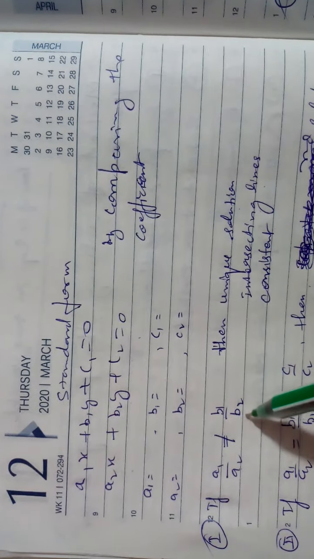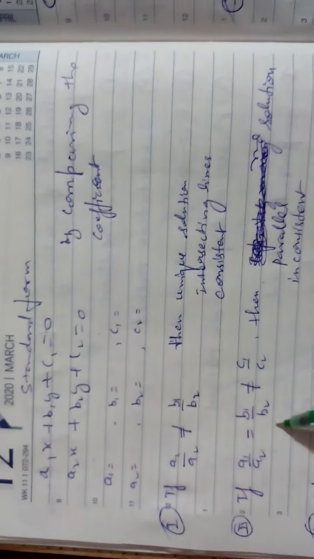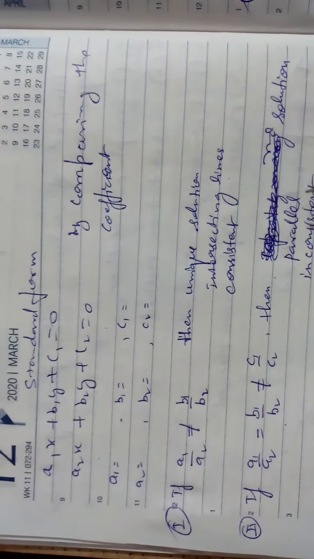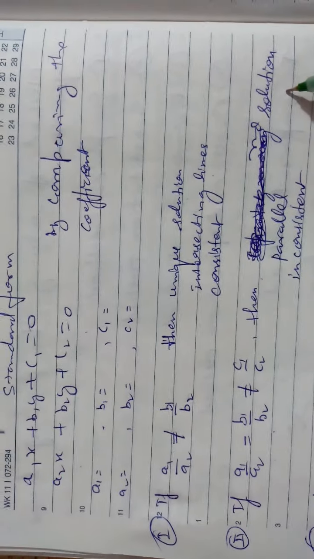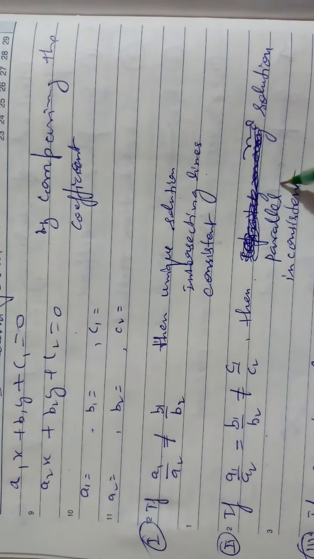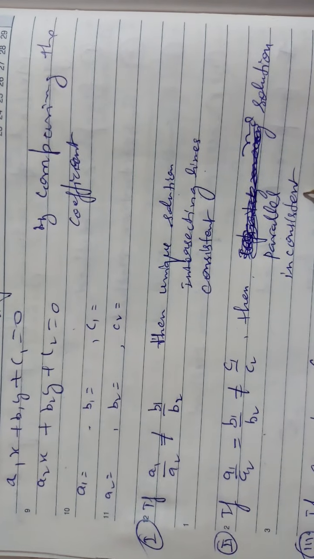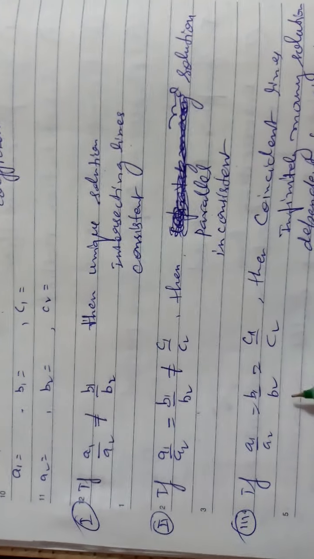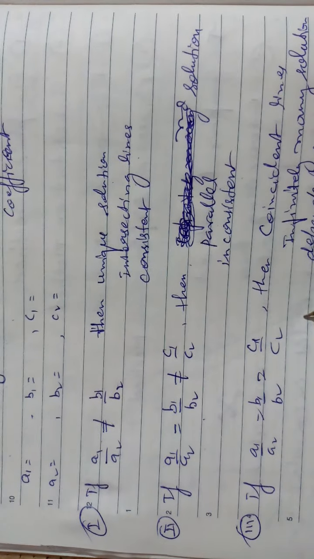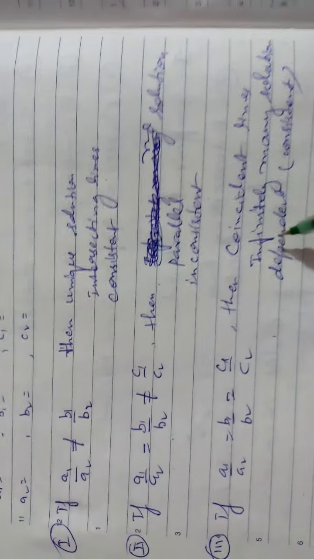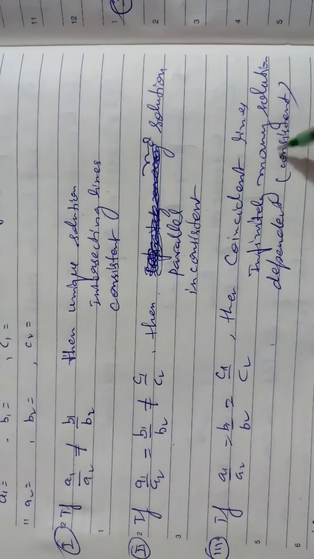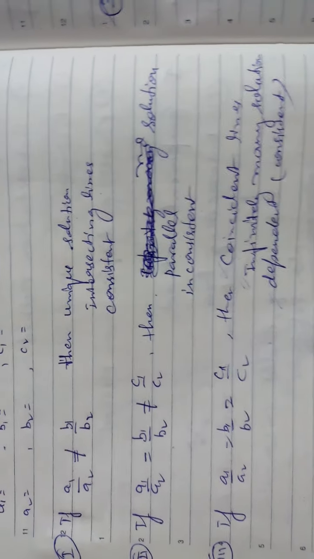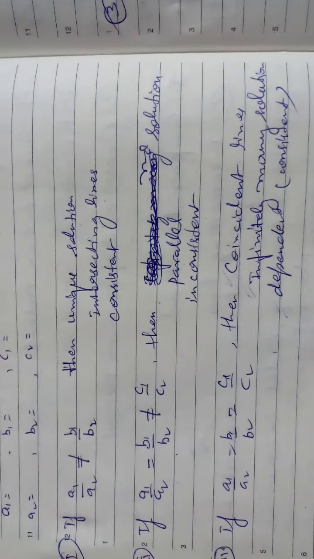Suppose both the ratios are equal. Second case, both are equal, then you check the third ratio. If it is not equal, then it has no solution and you will get parallel lines. It is inconsistent. And if all the ratios are equal, a1 upon a2 equal to b1 upon b2 equal to c1 upon c2, then the lines are coincident and it has infinitely many solutions, and they are dependent. Any one of these three results you will be writing there. It depends on the question.